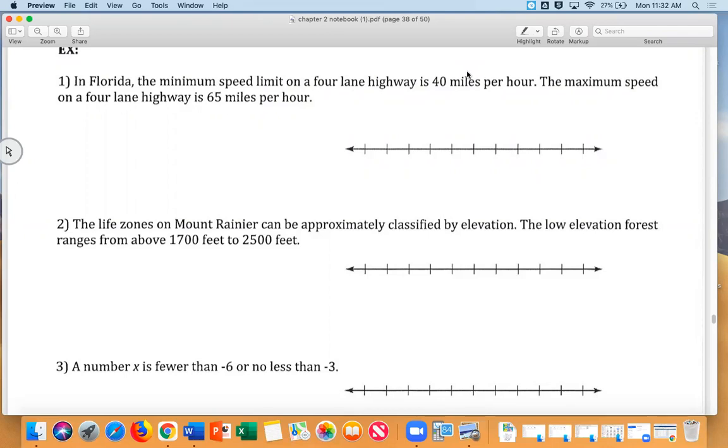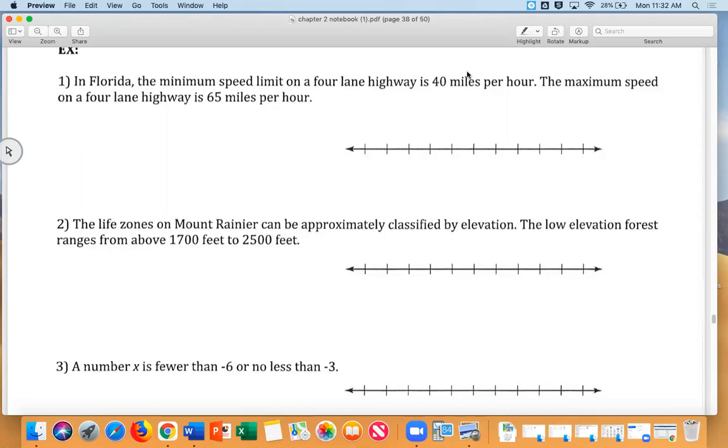50. 50 is what in comparison to 40 and 65? It's where? I'm looking for a keyword. Starts with an I, ends in between. So with these problems, Chucky, it's any value in between, right? That's why 55 works, right?